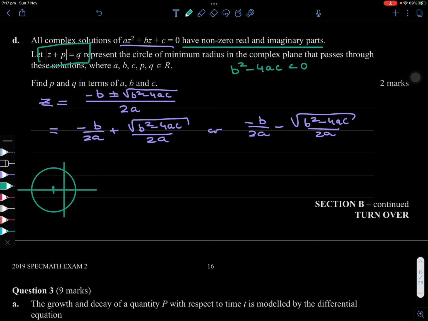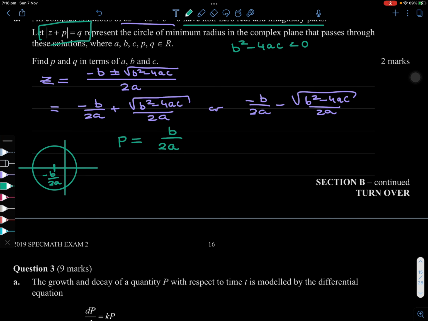Right? Our center is going to be at -b on 2a, right? So that means we need to translate this b on 2a to the left, right? So that means p needs to be positive b on 2a, okay? If it was negative, it'd be moving it to the right. This is why it needs to be positive.